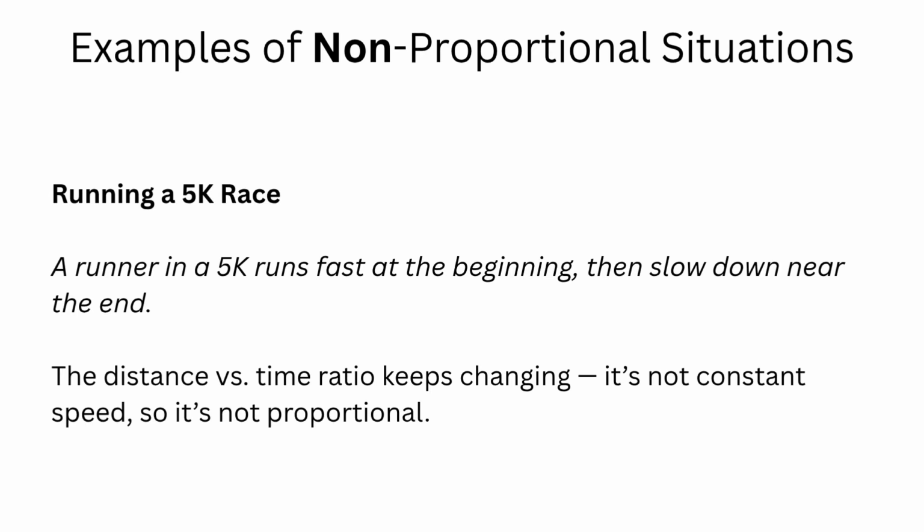A runner starts fast, then slows down near the end. The speed keeps changing, so the ratio of distance to time isn't constant. That makes it non-proportional.